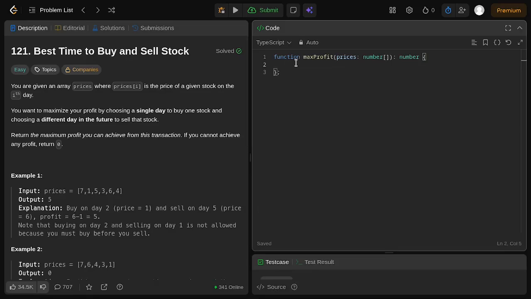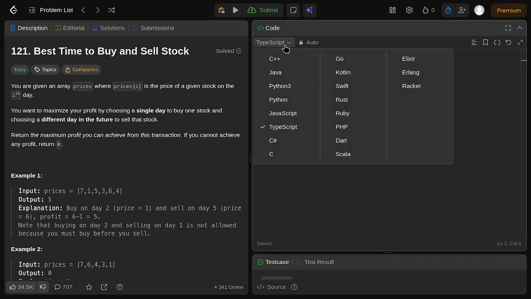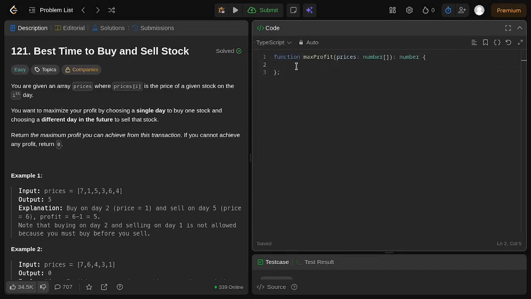Today we are going to solve the LeetCode challenge 121, called Best Time to Buy and Sell Stock. And we are using TypeScript as our language to solve this one, but if you want to use something other than TypeScript, then go ahead. I encourage you to do so.